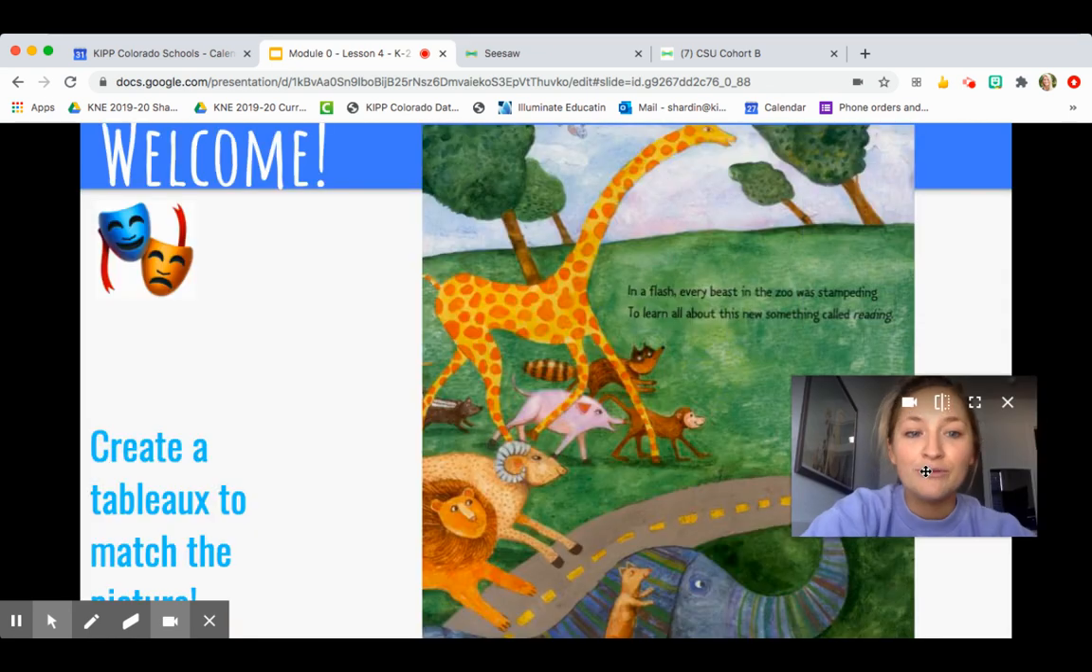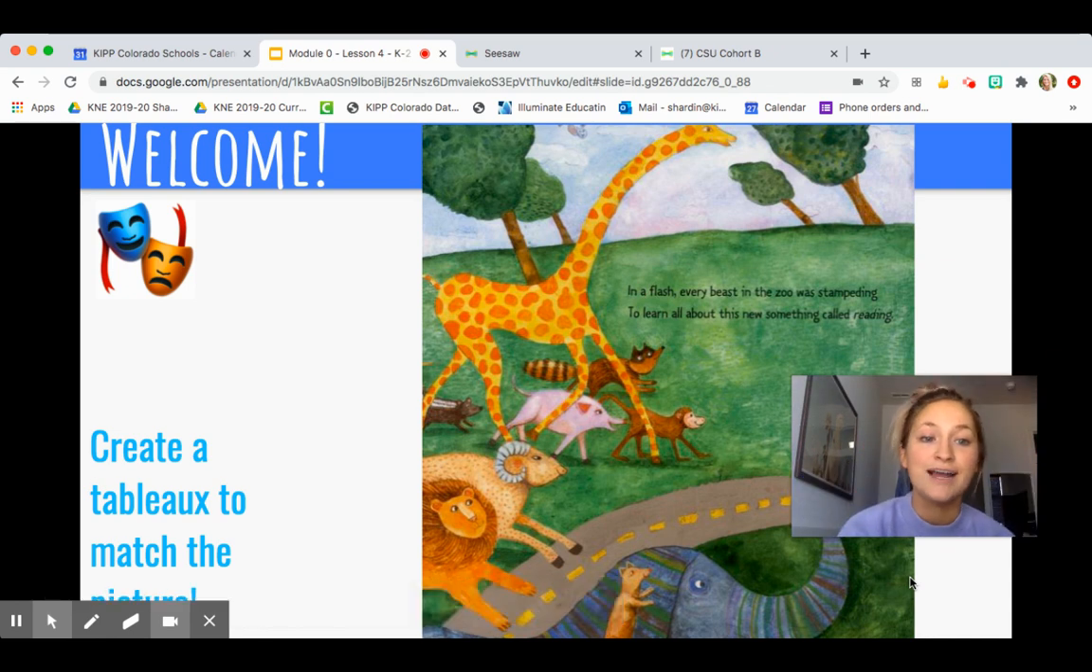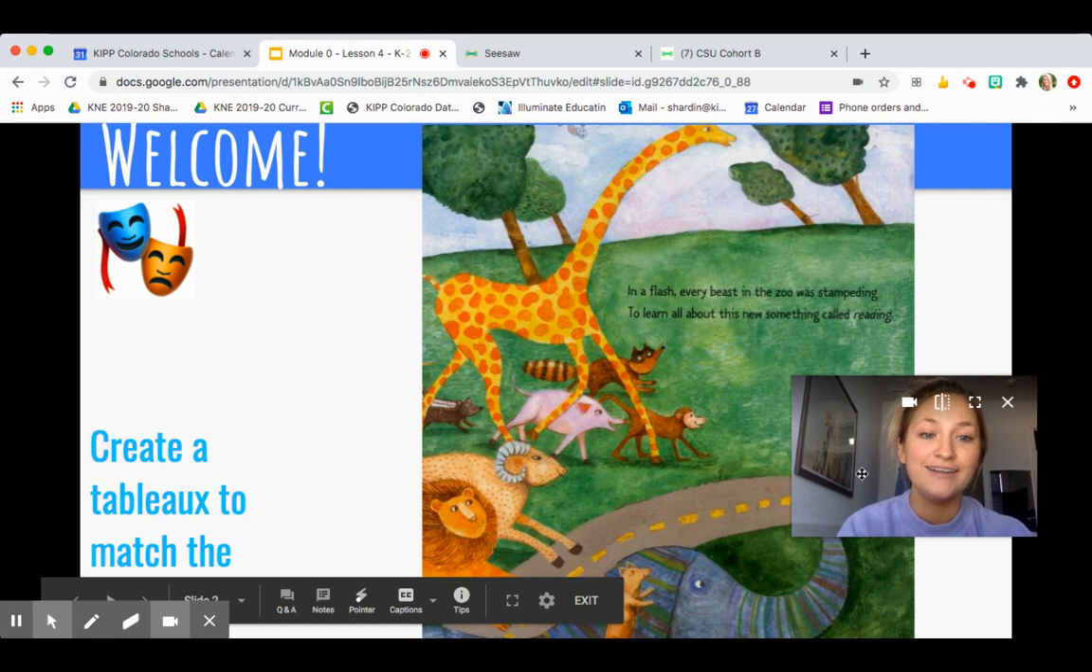Our very first thing we're going to do today is we're going to warm up our brains by creating something called a tableau. What's it called? A tableau is a fancy way of saying that we are going to act out a scene from the book, and we're going to freeze our bodies so that we can hold that scene and take a picture of it, so that I can check your thinking about what is happening in the text.